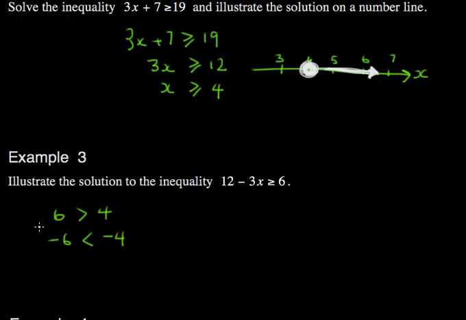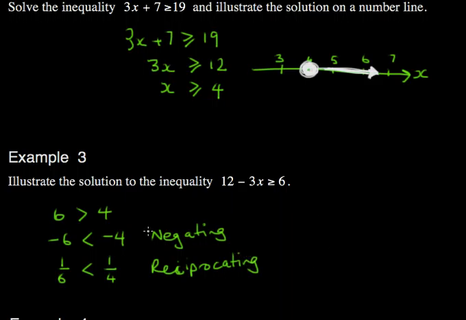You could reciprocate both sides, so this condition is negating. If I were to reciprocate, which means I switch it over to 1/6, so 1/6 is less than a quarter. That's also switched the inequality sign around. So this is called reciprocating. And we can see that one of these two things will happen in this example.